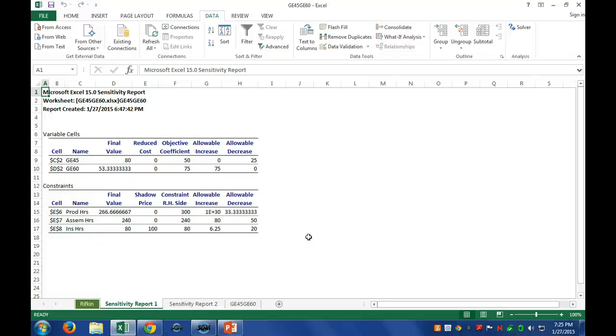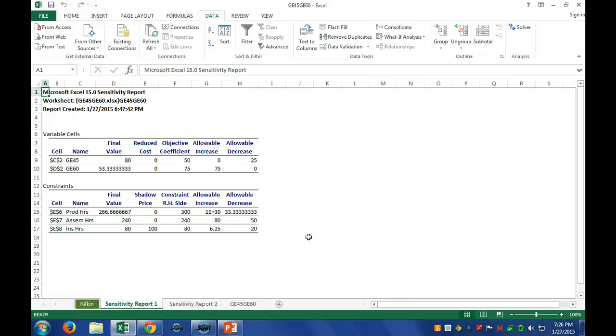It says the right-hand side is 80. The allowable increase is 6.25 hours. So we're going to have to do that offset again. So we have 80 hours of inspection time. The allowable increase is 6.25. The allowable decrease is 20. So minus 20, that goes from 60 to 86.25.